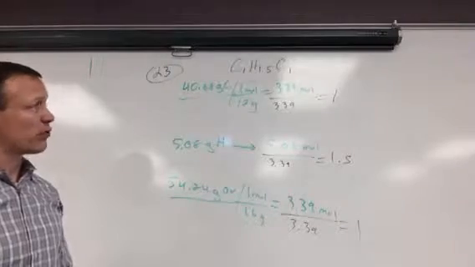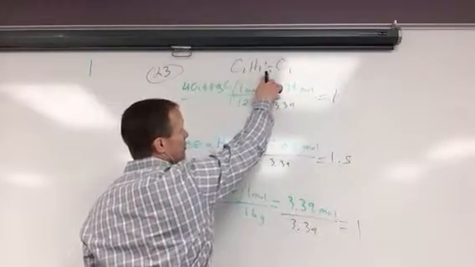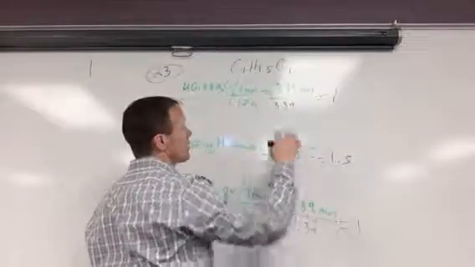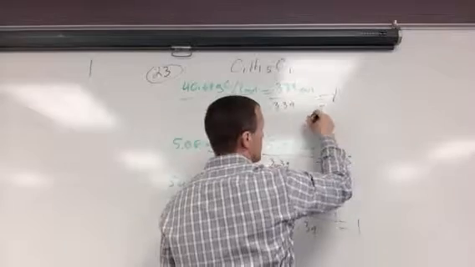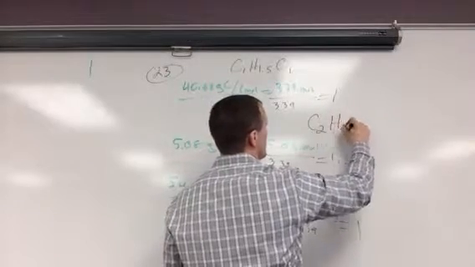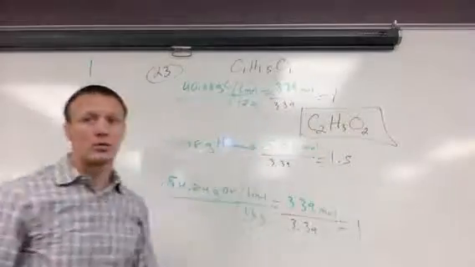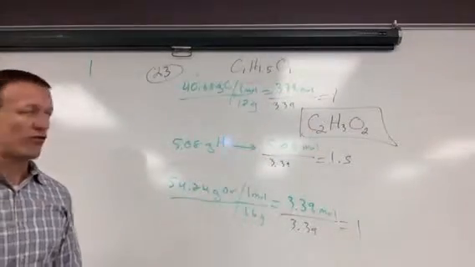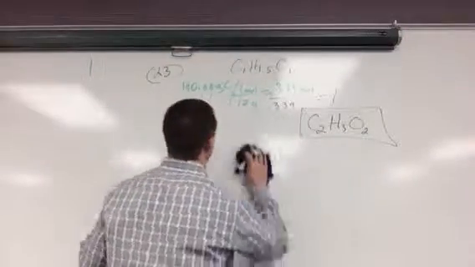Okay, an easy way to get those in whole numbers would be to double each of them. So I can double this, make it 2, double that and make it 3, double that and make it 2. So this ratio here was a 2 to 3 ratio. So we end up with C2 H3 O2. That is our empirical formula. That is our most reduced formula, most reduced form of the compound.